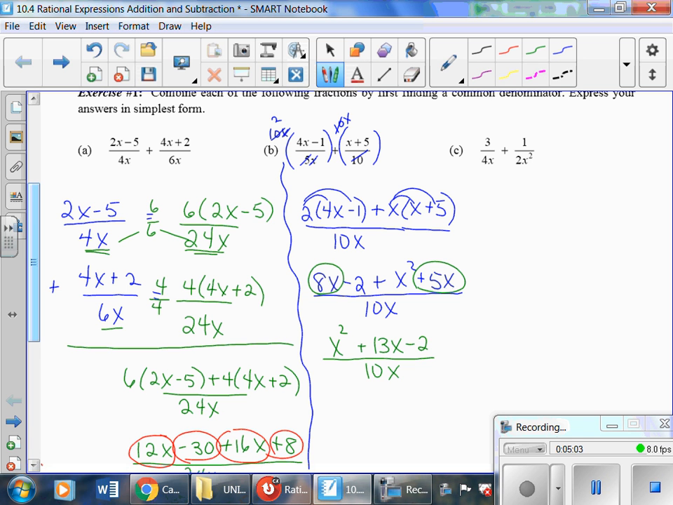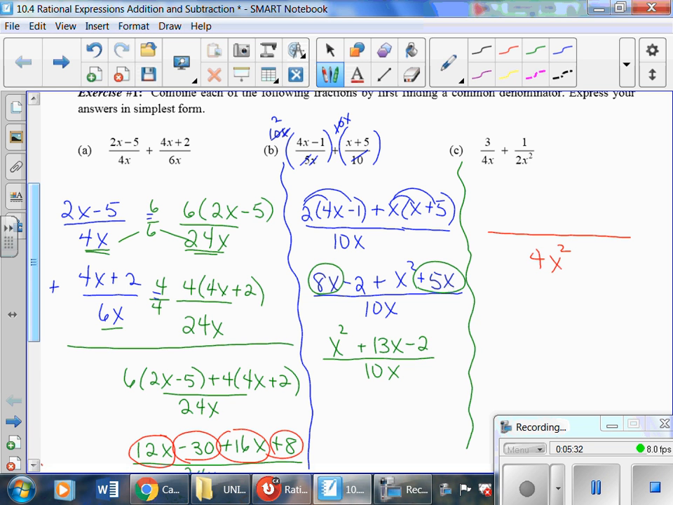Let's try it one more time with letter C. Hopefully it's going to become a little bit easier. Determining what that common denominator is, the least common denominator, that's the hardest part. So if I look at 4 and 2, the least common denominator is 4, because that's the smallest number that 4 and 2 both go into. And then I have to use x squared because I have an x and an x squared. And x can go into x squared, and x squared can go into x squared.